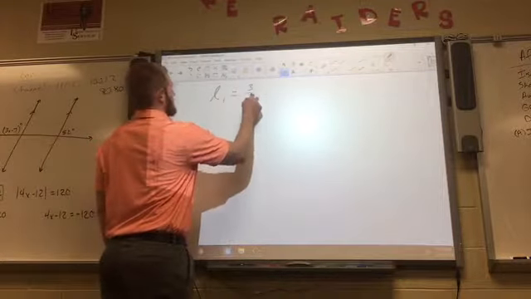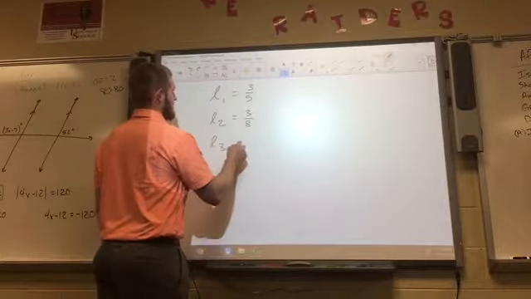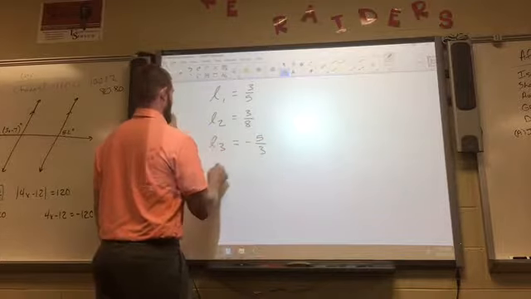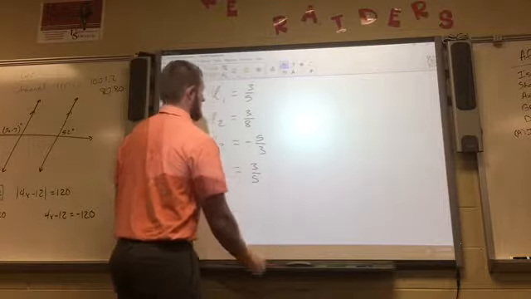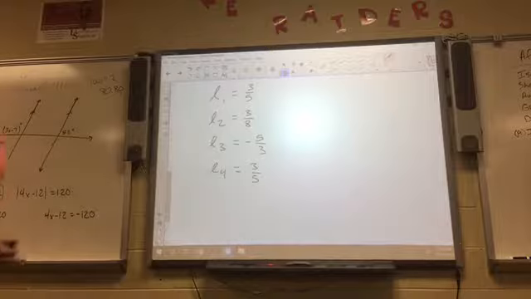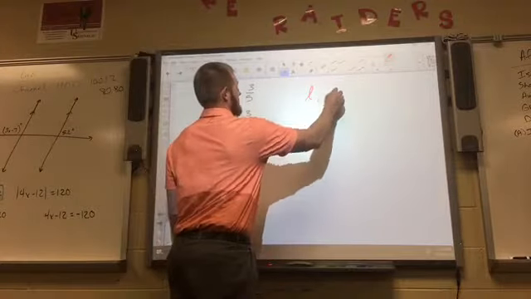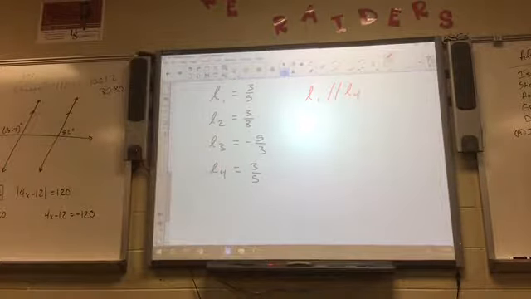So let's say we went through and we found all the slopes. Line 1 was 3/5. Line 2 was 3/8. Line 3 was negative 5/3. And line 4 was 3/5. Are there any lines there after we found the slopes that are parallel to each other? 1 and 4. They have the same slope, right? So line 1 would be parallel to line 4. Are there any others that are parallel? 1 and 2? No. 3 over 5 and 3 over 8, right?